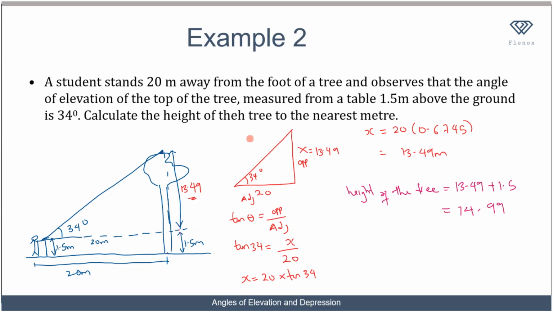Now since the question asks us to find the height of the tree to the nearest meter, we have to convert it to the nearest whole number. And what would that be? That would be 15 meters. So the height of the tree is 15 meters.